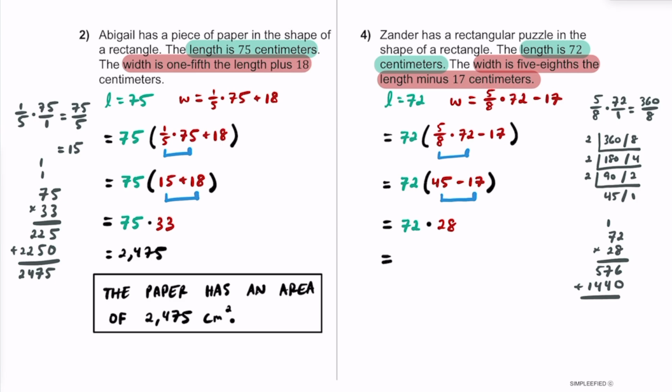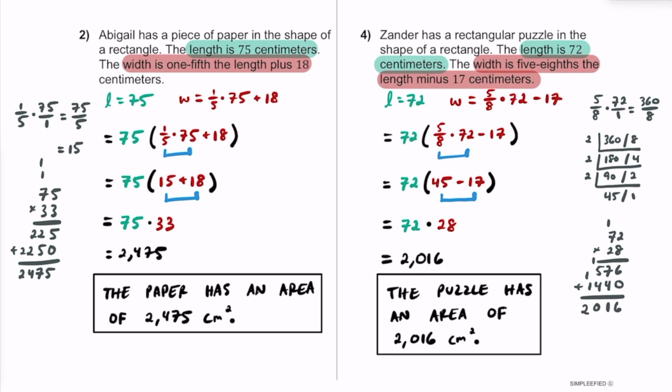So if we add these two partial products together, we got a 6. 7 plus 4 is going to be 11, carry the 1. 1 plus 4 plus 5 is going to be 10, carry the 1. We're looking at a product here of 2016. So what can we conclude? We can say that Xander's puzzle has an area of 2016 square centimeters.